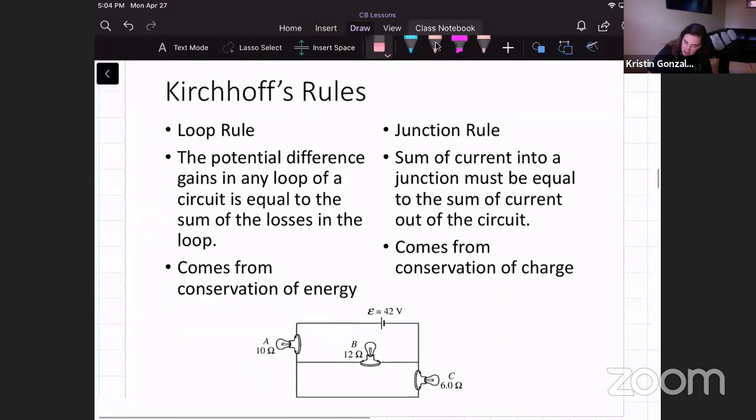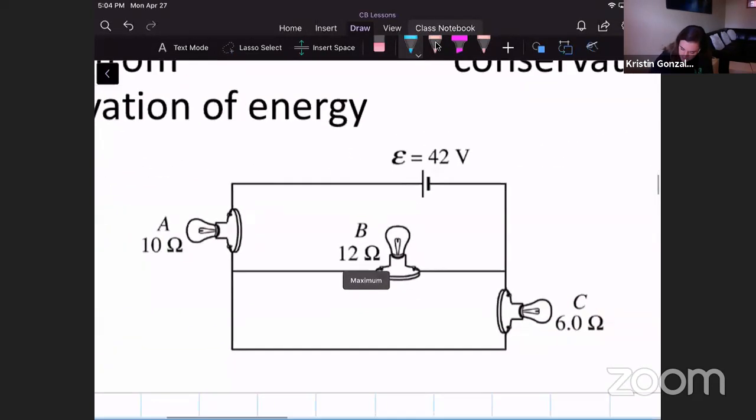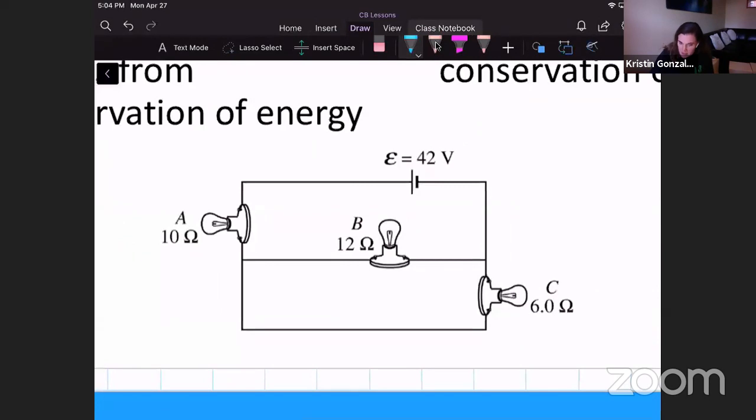The other thing we're going to look at is our loop and our junction rule. The loop rule, which goes back to conservation of energy, states that the potential difference that we gain in any loop of a circuit has to be equal to the potential differences that we lose, or the sum of those potential differences in one loop of our circuit. So what that means is, if we look here at our circuit, well, we've got our battery that has an EMF of 42 volts.